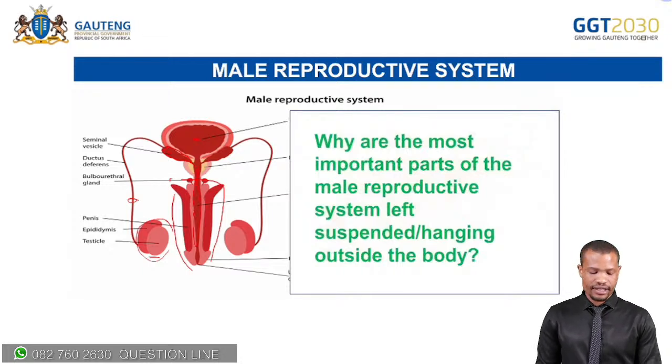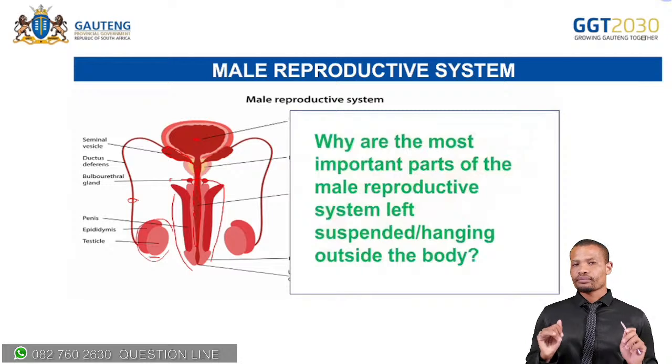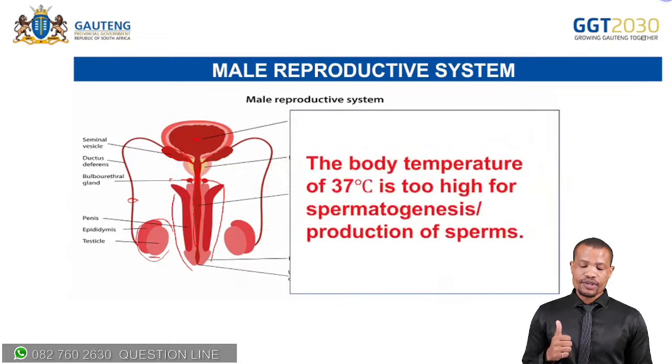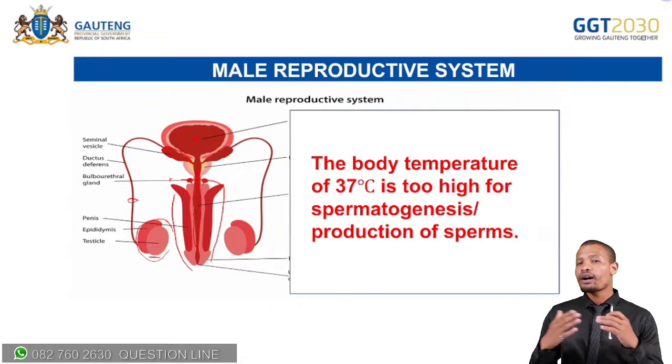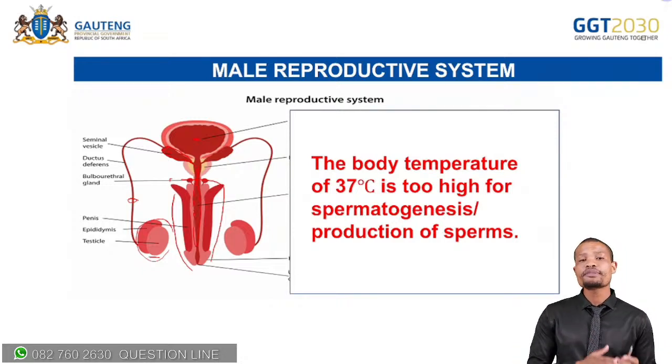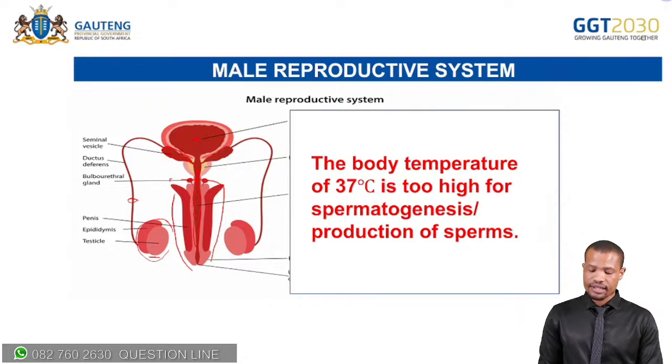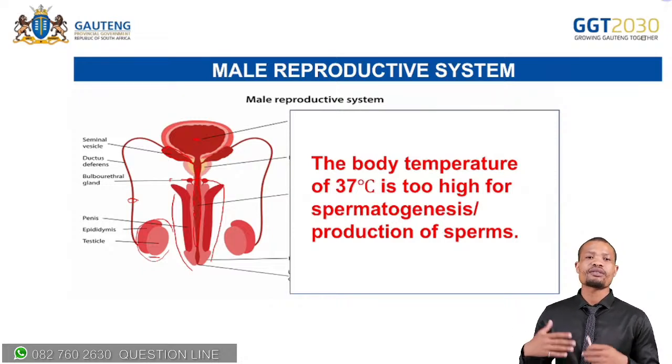Yes, that is correct. Well, we need to know that sperms are very sensitive to temperature, right? And so, if they are sensitive to temperature, the body temperature is 37 degrees Celsius, which is too high for the optimum temperature at which sperms can be produced. So the process of production of sperms is called spermatogenesis, right? That is the production of sperms.